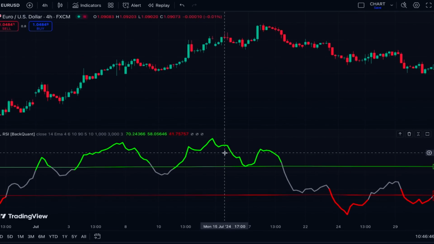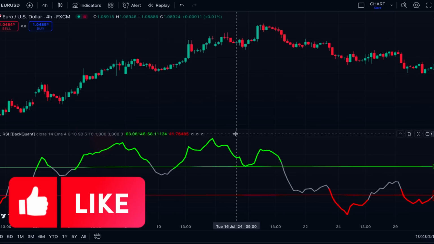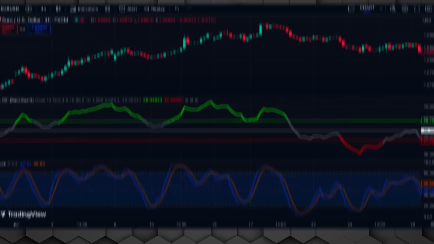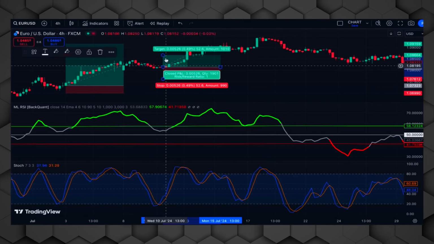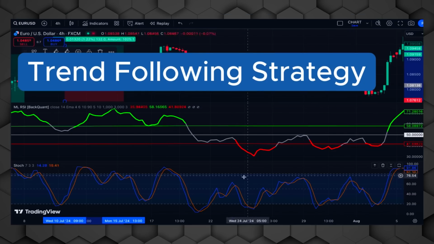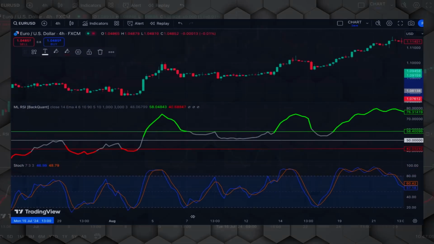First, I explain what advantages we have here and how correctly and effectively we can interpret and use it for trading, and then I will teach you 3 trading strategies based on this new RSI that are very accurate: trend following strategy, reversal strategy, and breakout strategy. Stay tuned and let's get started.